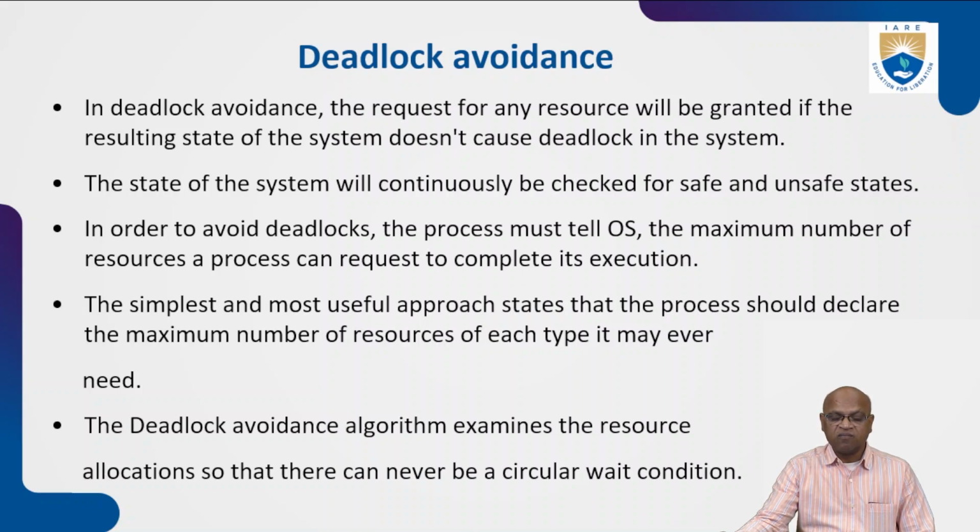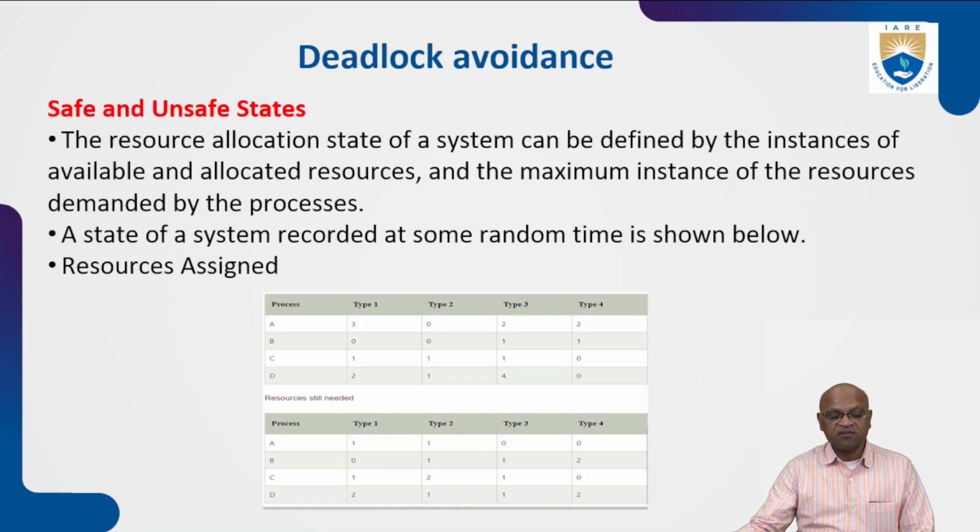So in order to avoid deadlocks, the process must tell the OS the maximum number of resources it can request to complete its execution. The simplest and most useful approach is that each process declares the maximum number of resources of each type it may ever need. The deadlock avoidance algorithm examines the resource allocation so that there can never be a circular wait condition. So these four conditions must be avoided. Safe and unsafe states: the resource allocation state of a system can be defined by the instances of available and allocated resources and the maximum instances of the resources demanded by the processes.